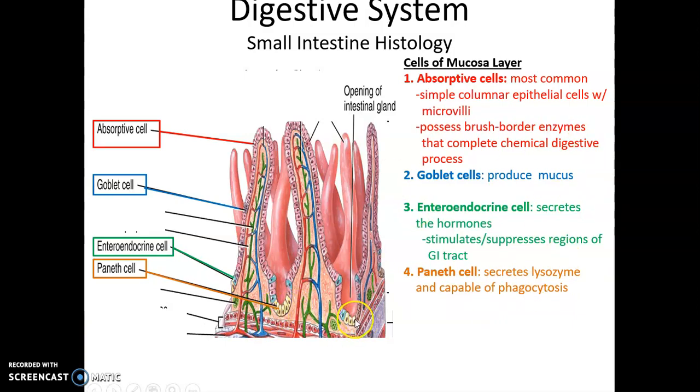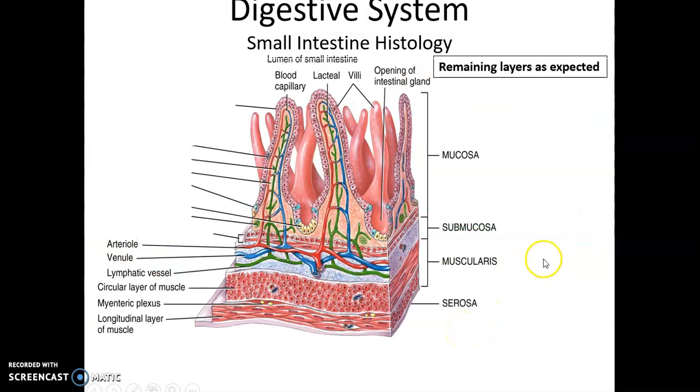And then at the very bottom of the intestinal pits are the Paneth cells. Paneth cells are able to secrete lysozyme, which is an antimicrobial agent that will kill some microbes. And the Paneth cells are also able to engage in phagocytosis, so they can engulf pathogens and destroy them. Because, of course, the small intestine is an excellent place for pathogens to get access to the bloodstream. The remaining layers of the small intestine are as expected.